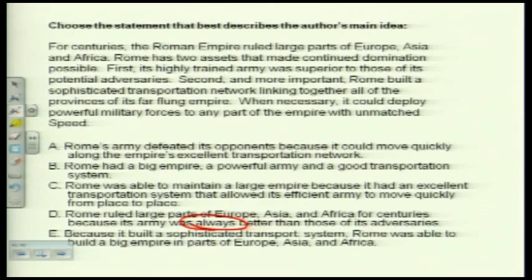Number B is good. Nothing's wrong with it. But one point that I could make is that the cause and effect is not captured in B. But that cause and effect is captured completely in C. So basically what the paragraph states is that Rome could maintain a large empire because it has a good transportation system, right? And its army was efficient as well. So two things. And they could move quickly from place to place. So number C is correct.